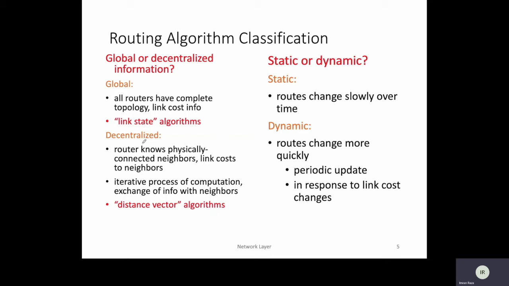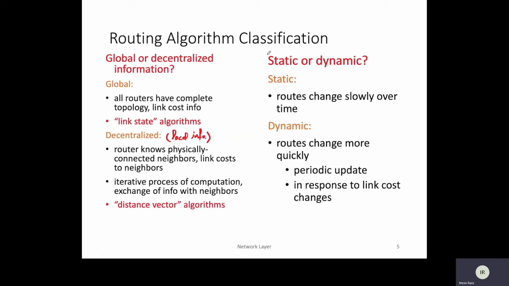Then we have decentralized. Here we have the local information. This is decentralized. It means that a router only knows about its neighbors that are directly connected with the router. So it follows an iterative process to compute and exchange the information with the neighbors, and the class of algorithms in this category are called distance vector routing algorithms.